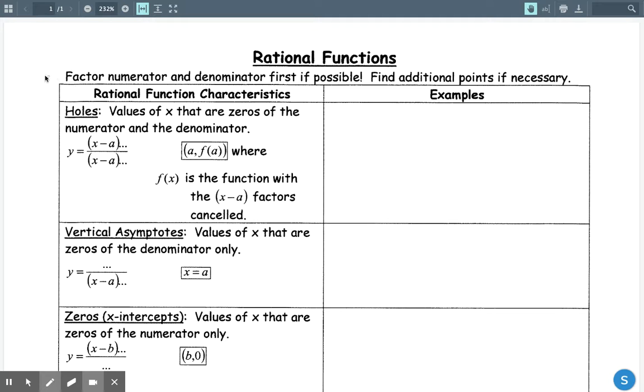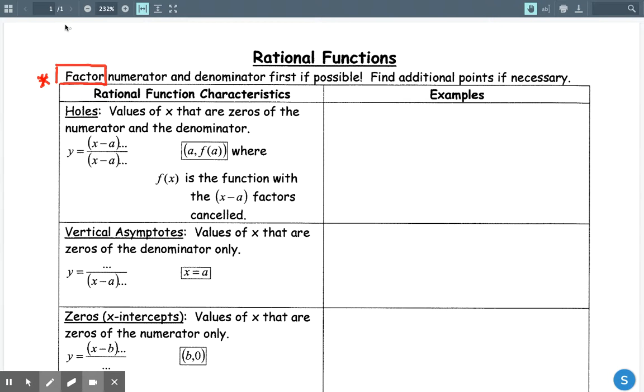The first thing I want to point out though is this first line, which is to factor the numerator and the denominator first if possible. So if we can factor, we want to factor first, okay?